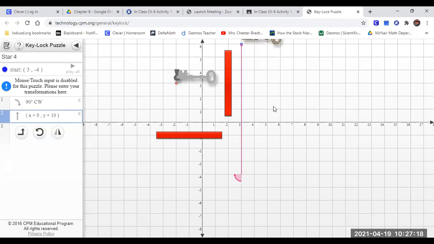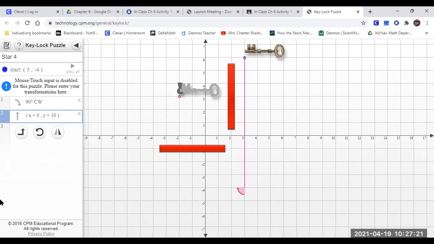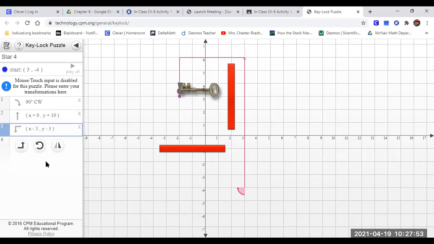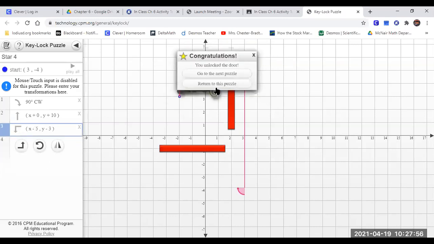Then what? Then what? Left 5, anything else? Just left 5? Oh, left 5 down 3. So -5, -3, because left is negative, down is negative. We got it.